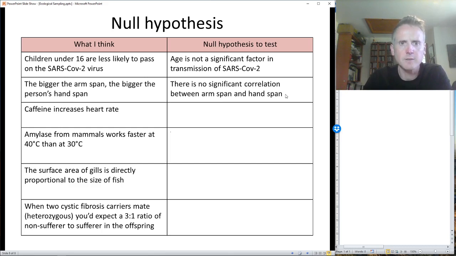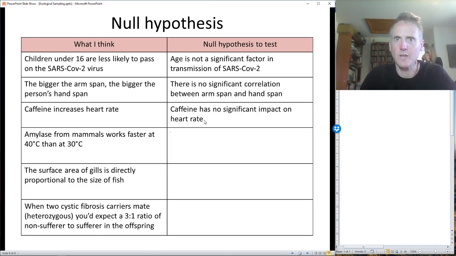Caffeine increases heart rate. Null hypothesis: caffeine has no significant impact on heart rate. I know for me, it speeds my heart rate up, but my partner, who has 18 coffees a day practically, I think she needs it to calm down. She gets stressed when she hasn't got caffeine. So by saying it has no significant impact, if it decreased it, that would still be open to me to be a valid result.